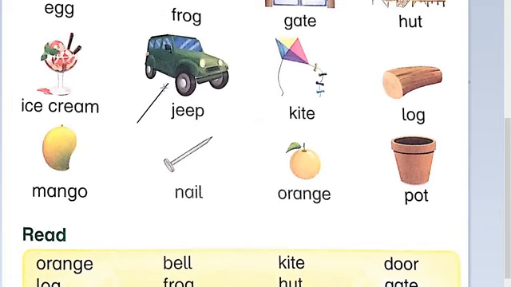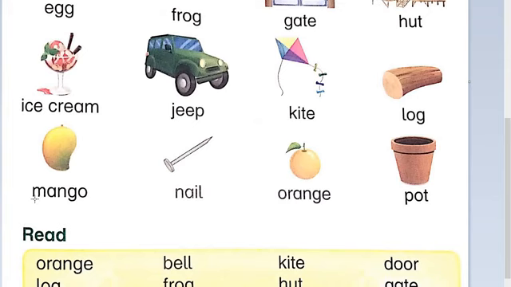What is this? It is a jeep. ये एक जीप है. What is this? It is a kite. ये एक पतंग है. What is this? It is a log. ये एक लकड़ी का टुकड़ा है. What is this? It is a mango. ये एक आम है.